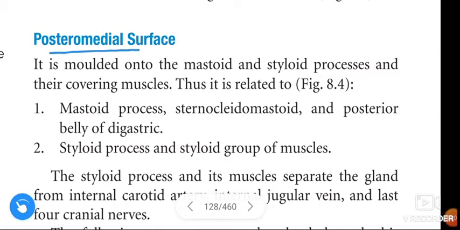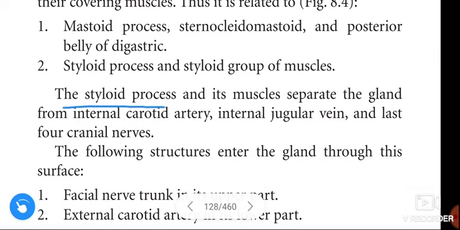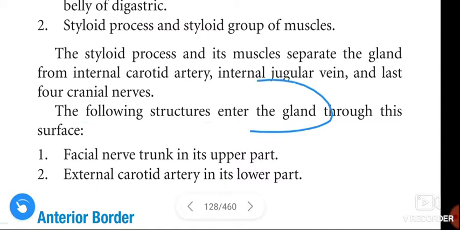Next, posterior medial surface relations of the parotid gland. It is molded onto the mastoid and styloid process and their covering muscles. Thus, it is related to the mastoid process, sternocleidomastoid and posterior belly of digastric, and styloid process and styloid group of muscles. The styloid process and its muscles separate the gland from the internal carotid artery, internal jugular vein, and last four cranial nerves. The following structures enter the gland through this surface.